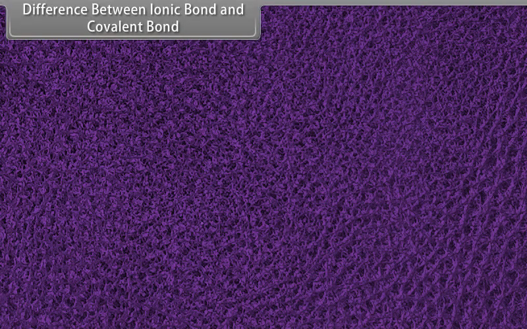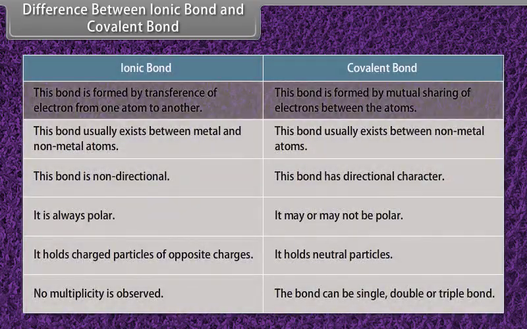Differences between ionic bond and covalent bond. Ionic bond is formed by transference of electron from one atom to another, whereas covalent bond is formed by mutual sharing of electrons between the atoms.